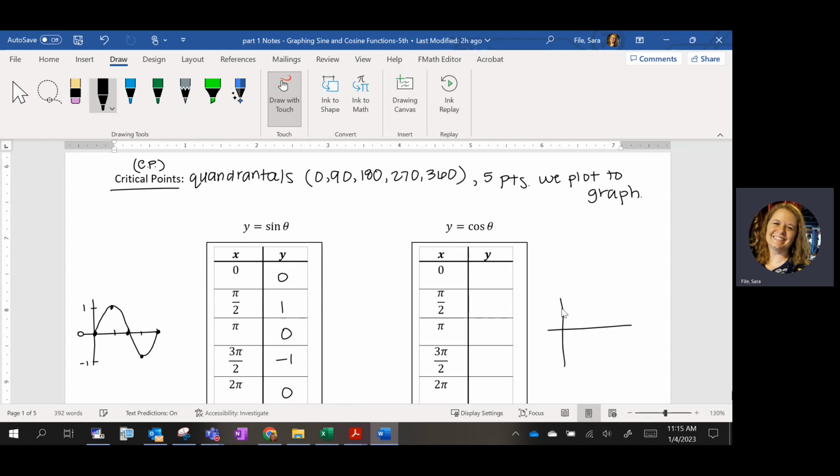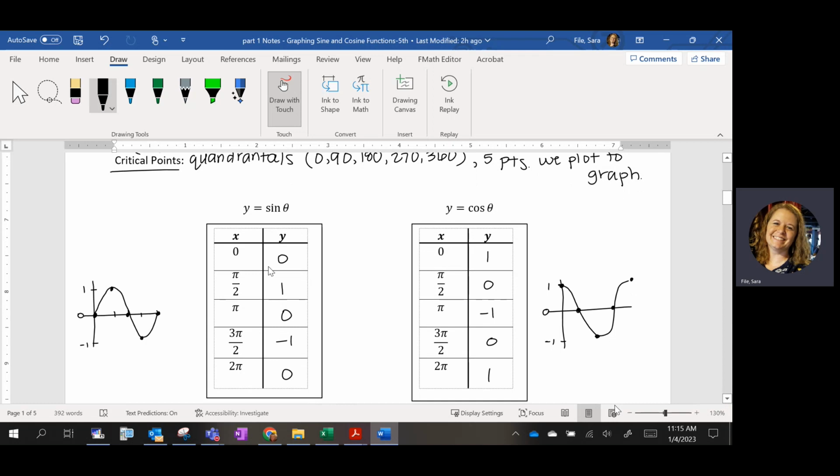For cosine, cosine starts high and ends high. So it starts up at 1, down through 0 to -1, back up through 0 to +1. So when we are graphing, we are always going to start with these two columns for a table of values. These are the parent functions.